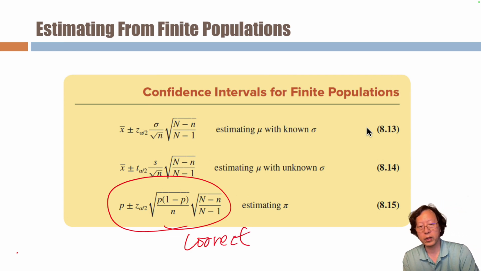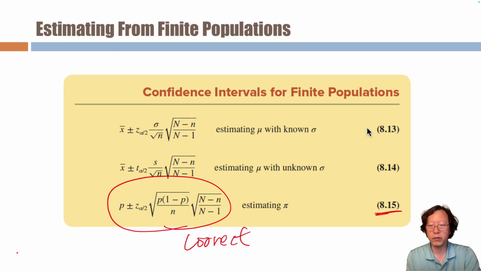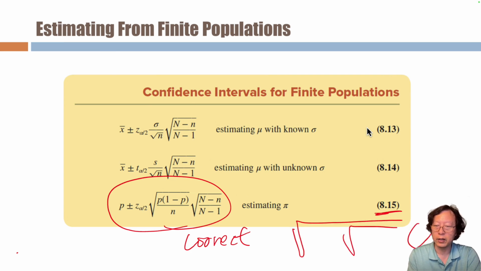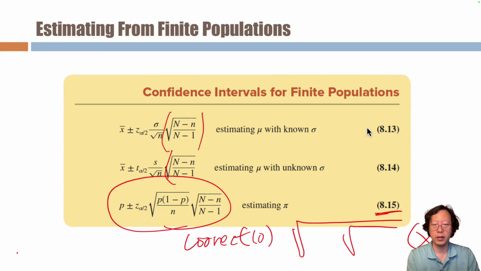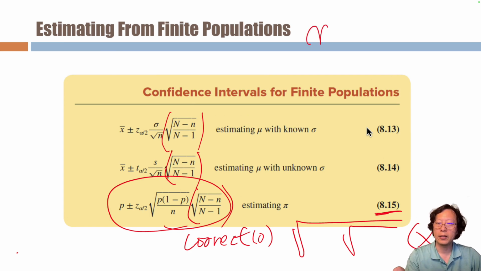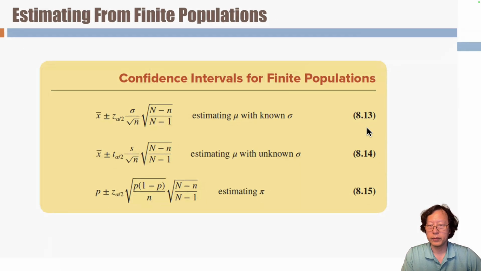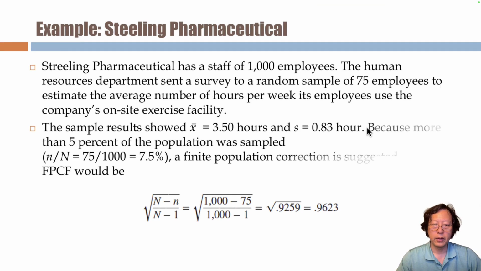If you take a look at formula 8.15 in the textbook, you might see the square root has this kind of form. This is wrong. This is the correct one. Okay, you simply multiply the finite population correction factor when n is greater than 5% of N. That's easier, right?